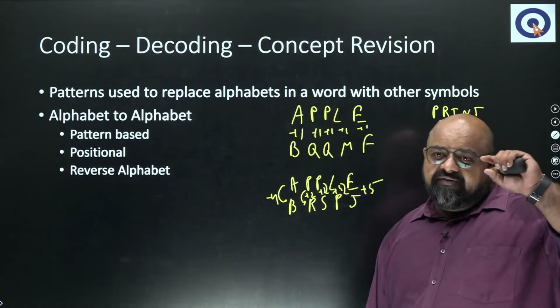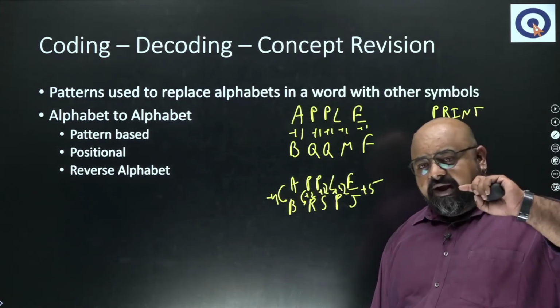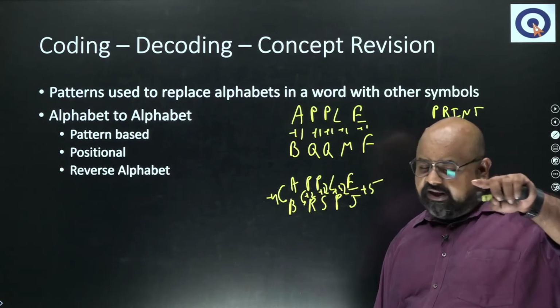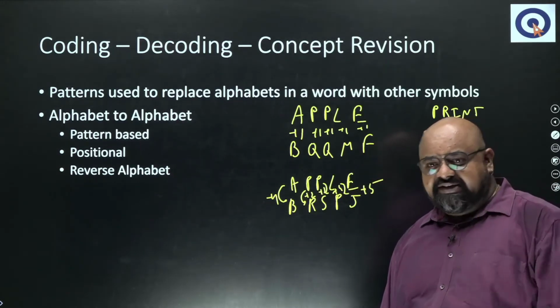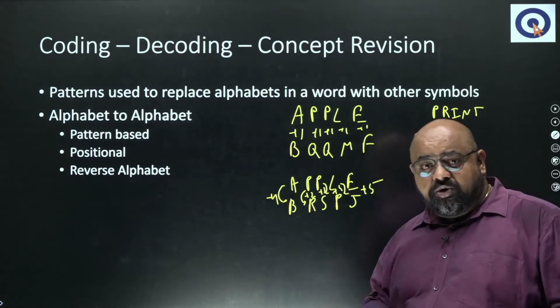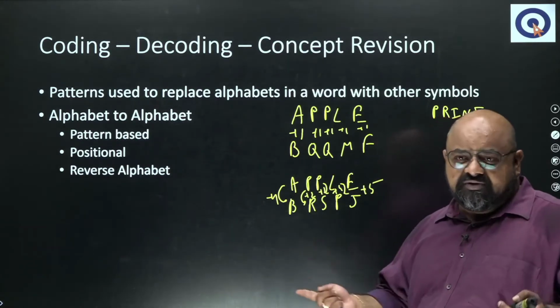So what you do is you start with the alphabets of the given word and look at alphabets in the code which are close to the given alphabets and see what is the difference that is happening. Could be pattern based, could be positional as well. The positions of the alphabets are changed.